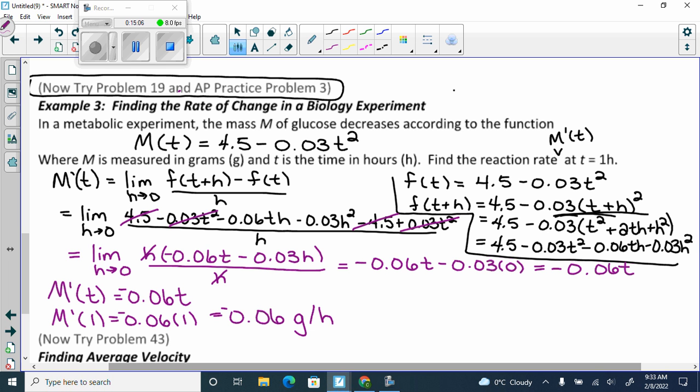Well, it says the mass of glucose decreases. So what does that minus sign just mean? It's decreasing by 0.06 grams per hour at 1 hour. That's its instantaneous rate of change. So it makes more sense sometimes when it's actually in a word problem.